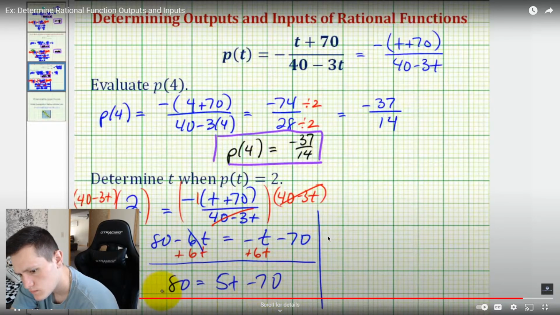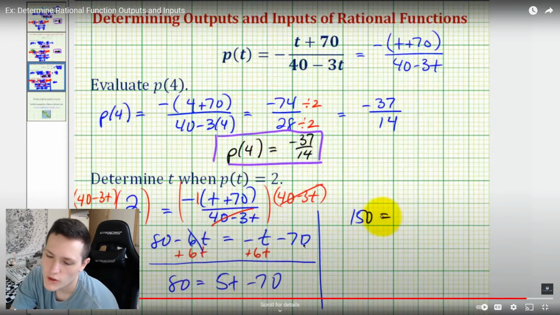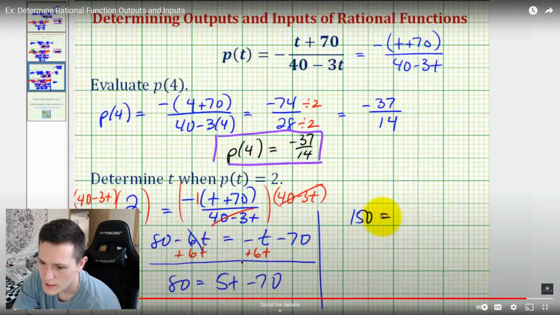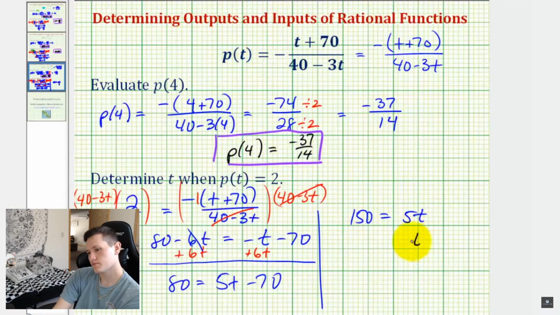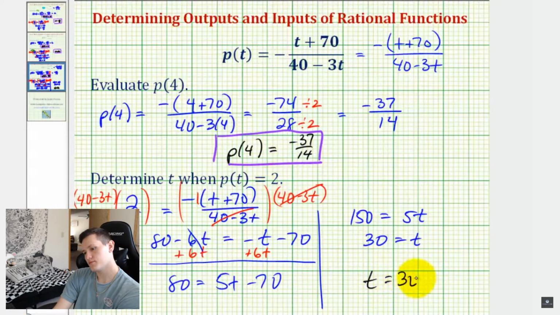Add 70 to both sides, that would give us 150 equals 5t. Oh, okay, that makes sense to get rid of this. And then you divide that by 5, and okay, that makes sense. Divide both sides by 5, we have t equals 30. So if P of t equals 2, then t equals 30.